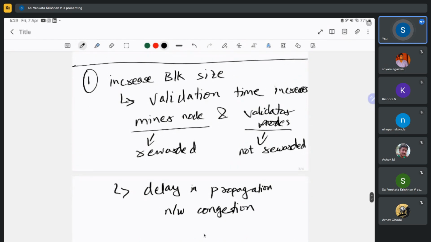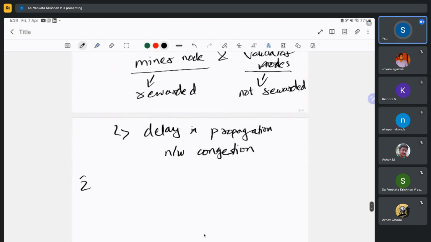So these are the two advantages when we look at increasing the block size to improve your transaction throughput per second. Now let's look at the second way and what the disadvantages are. The second way to improve the transaction throughput per second, which we had discussed, is reducing the difficulty level.